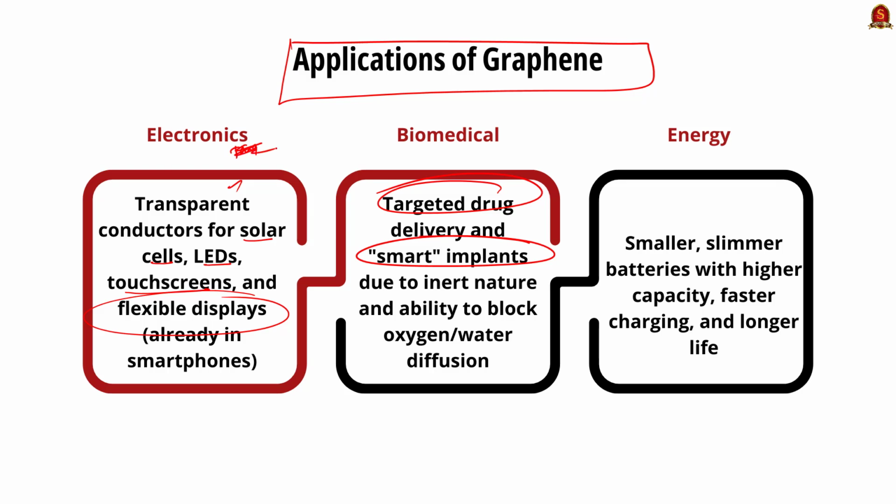Further, it can be used to develop smaller, slimmer batteries with high capacity, faster charging and increased longevity compared to traditional batteries. Thus, in this article, we have covered graphene in a holistic manner, which is very important for both preliminary and mains. With these learned points, let us look at the next news article of the day.